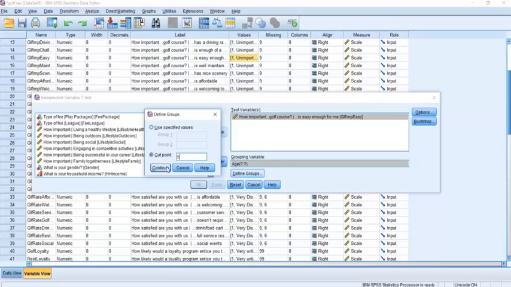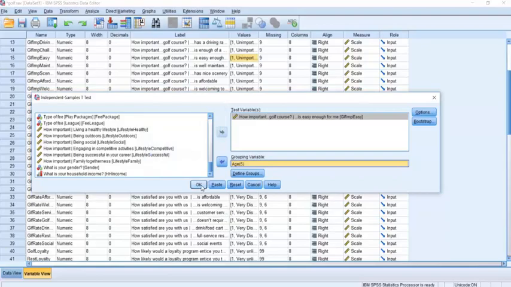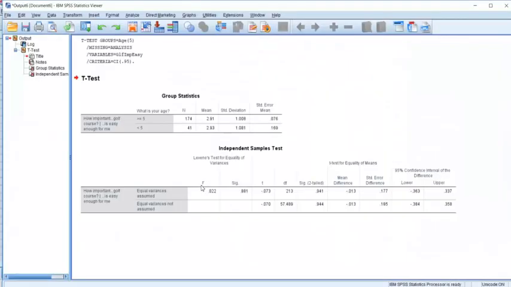more. Continue. Okay. So, as we saw last time, the N denotes how many people answered the question. So, there were 174 people 45 years old and older that answered the question, and there were 41 people that were 44 years old and younger that answered the question.